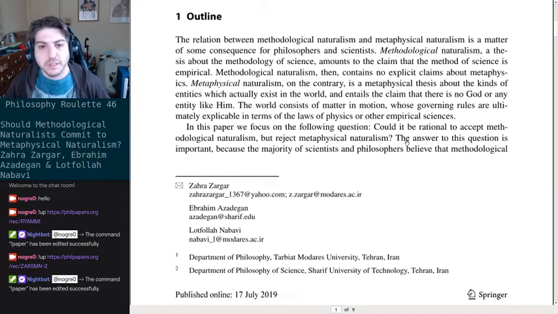My apologies. The relation between methodological naturalism and metaphysical naturalism is a matter of some consequence for philosophers and scientists. Methodological naturalism, a thesis about the methodology of science, amounts to the claim that the method of science is empirical. Methodological naturalism then contains no explicit claim about metaphysics.